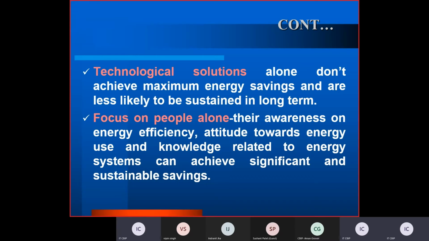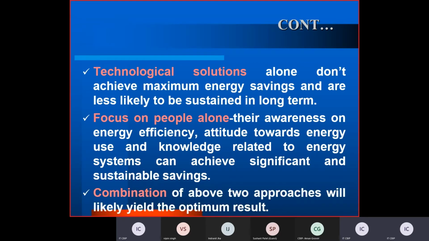If you implement all other factors, management is supportive, you have the latest technology available with you, but if people are not supportive, the whole purpose of saving, or you can say energy efficient savings, is forfeited. That means people play a significant role. They must be aware, and the organization must give them training for enhancing the energy efficiency in the organizations.